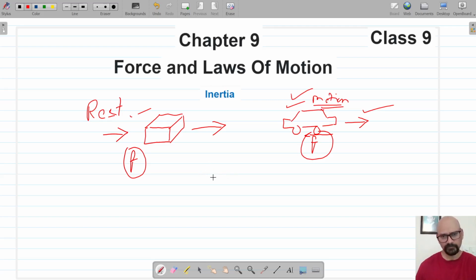And let's say an object, let's say this ball, is moving in this direction and we hit it from this side with a bat, and now it changes its direction to this side. So it will continue to move in the same direction unless we apply this external force and change its direction.